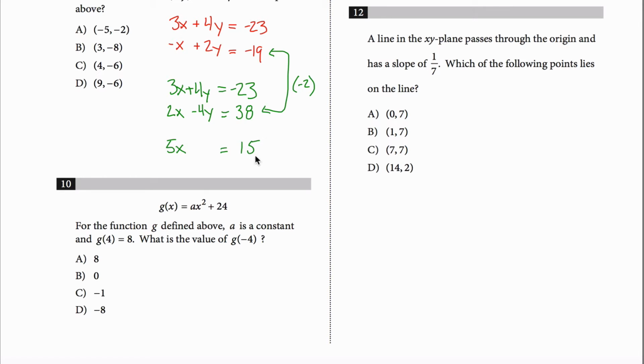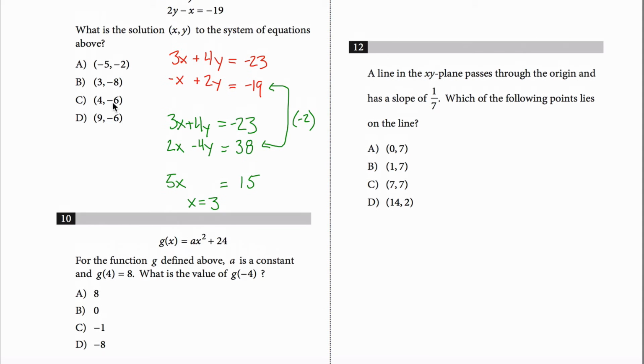I got rid of them. I now know that 5x equals 15. So if I divide both sides by 5, I get x equals 3. That may or may not be enough to solve my equation. I know that x equals 3. I go over here. It looks like there's only one equation that has an x coordinate equal to 3. So this is my answer.